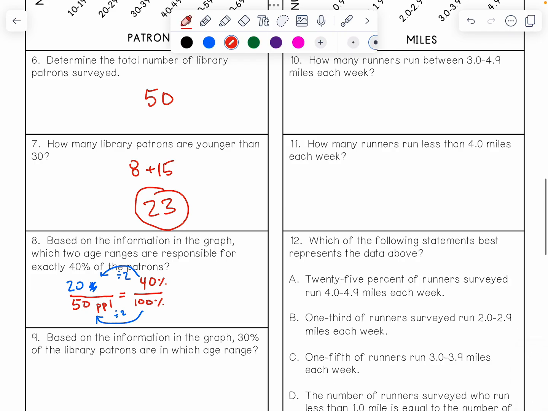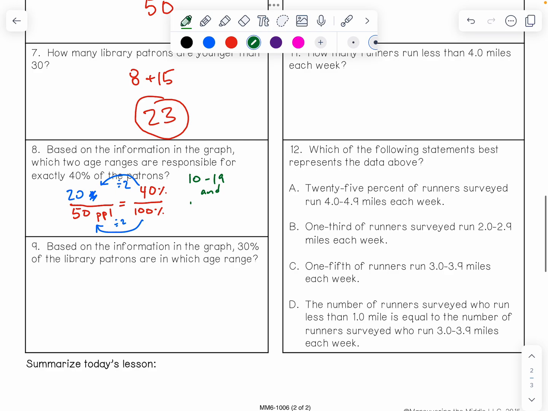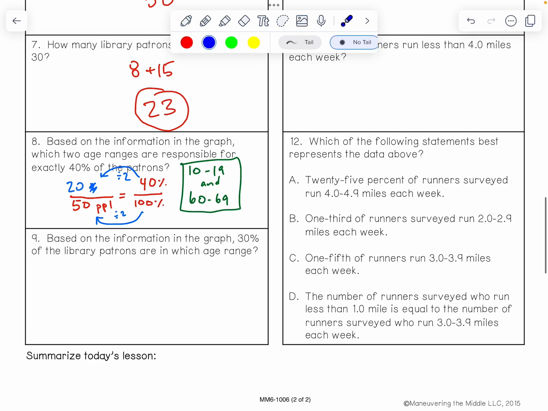So I would say the 10 through 19 and the 60 through 69. And number 9, based on the information in the graph, 30% of the library patrons are in which age range?